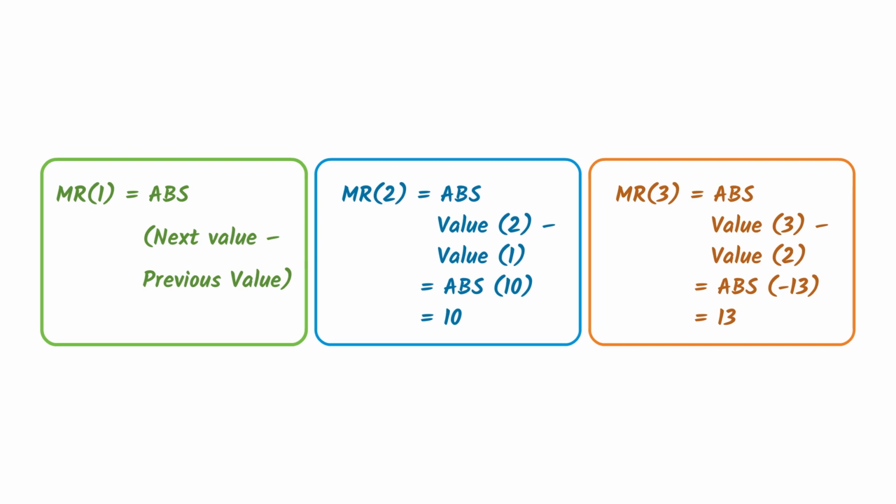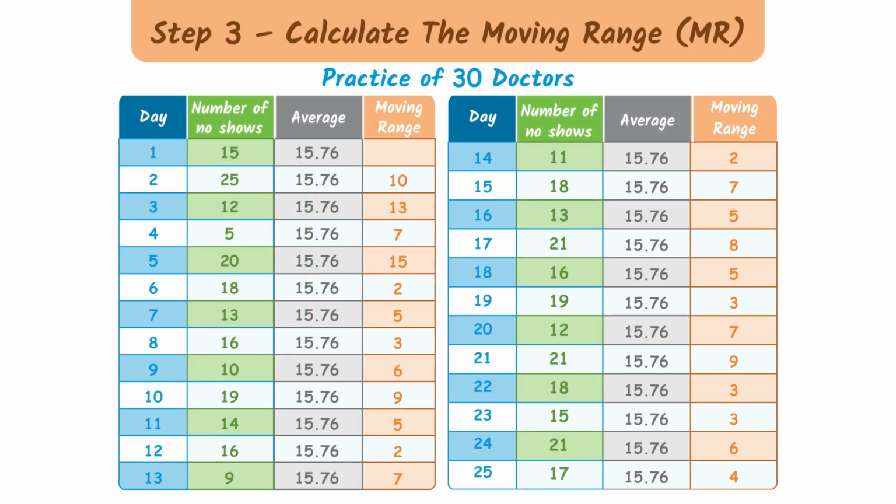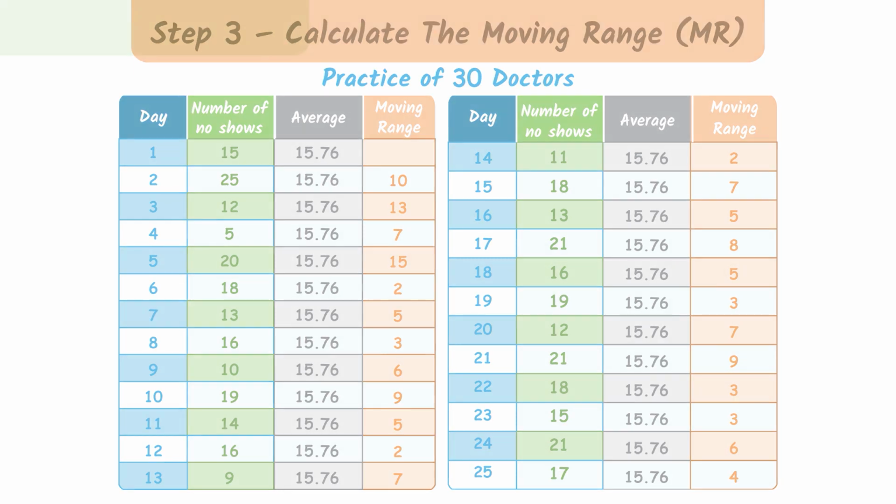Now we similarly calculate moving ranges for all these values. Here we will have 24 moving ranges because there are 25 points, and we do not calculate moving range for the first one because there is no observation previous to that observation. So here we have moving ranges for all the values in our data set. Let's go to next step, step number 4.